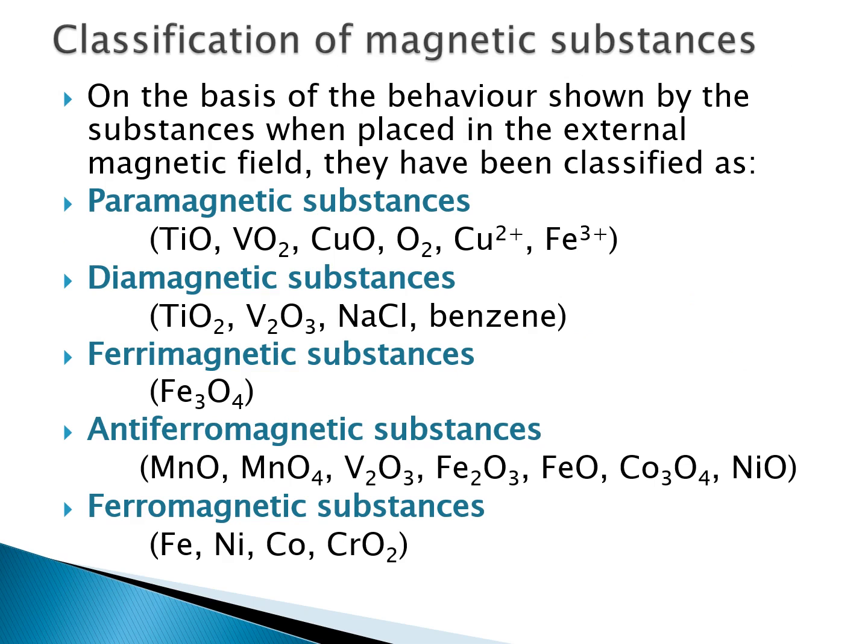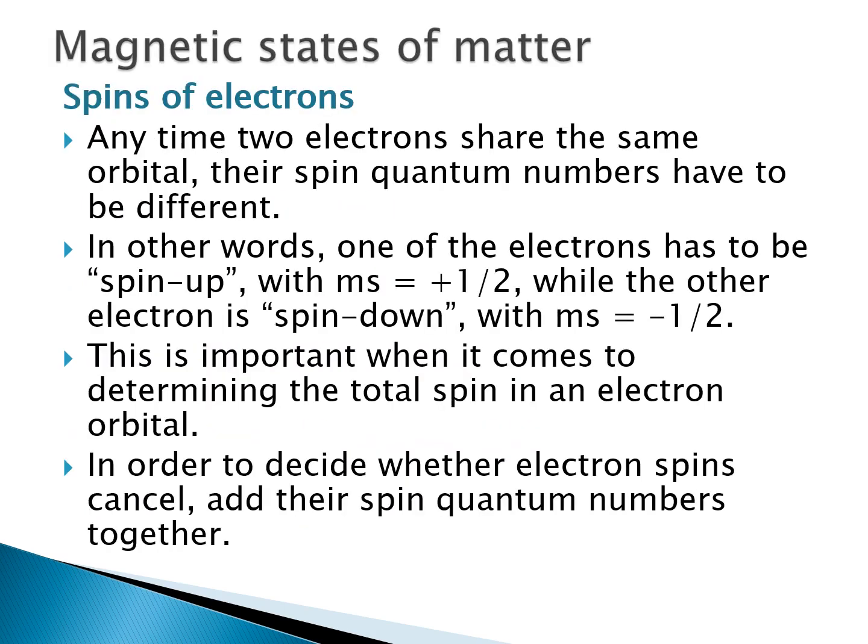Classification of magnetic substances. We will classify the magnetic substances on the behavior of substances when placed in an external magnetic field. And we will get paramagnetic substances, diamagnetic substances, ferrimagnetic substances, antiferromagnetic substances, and ferromagnetic substances. And there are some examples of these magnetic substances.